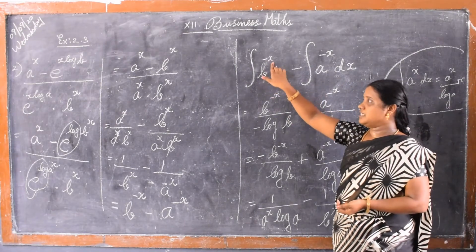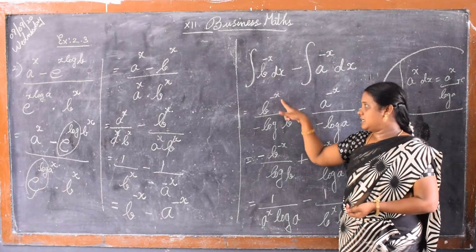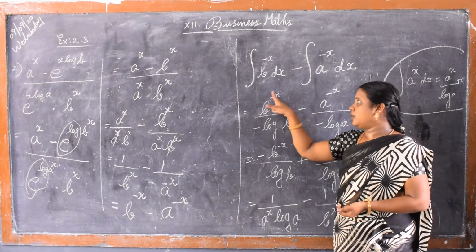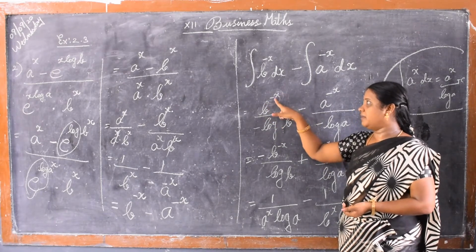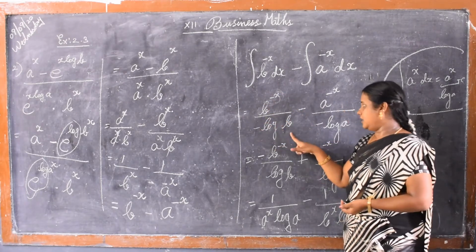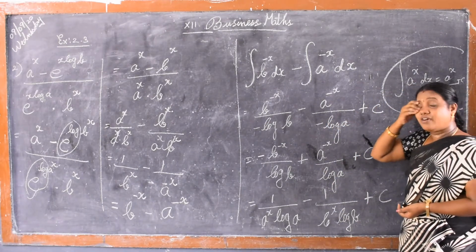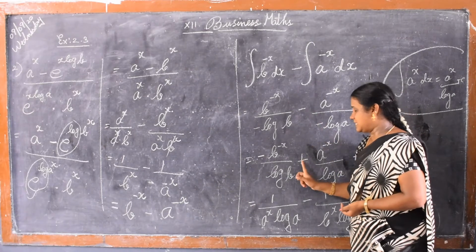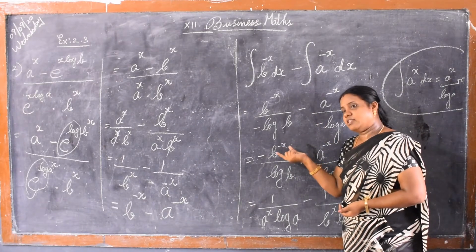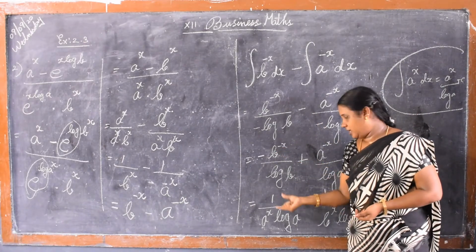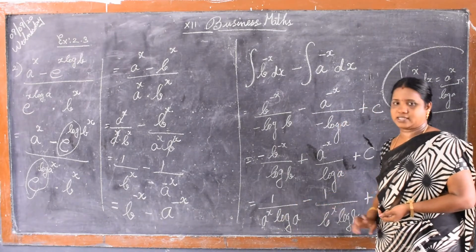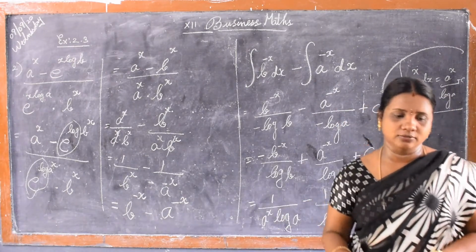Likewise b power minus x, what will come? b power minus x by, here what is the coefficient of x? What is the coefficient of x here? Minus. So minus log b. Here also minus log a. Now what is our last step? Minus minus to plus sign. Again you take this b power minus x to the denominator. If you bring it, you get b power x and a power x. Have you understood? Write down.